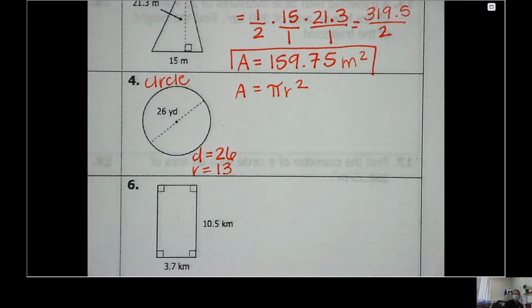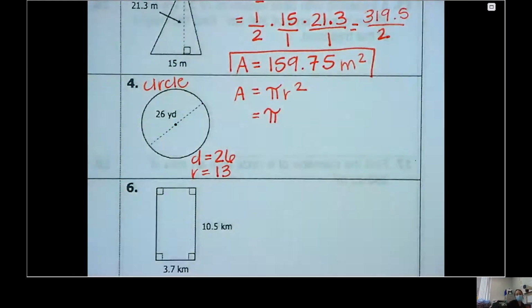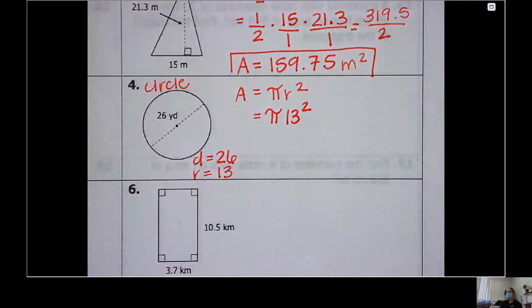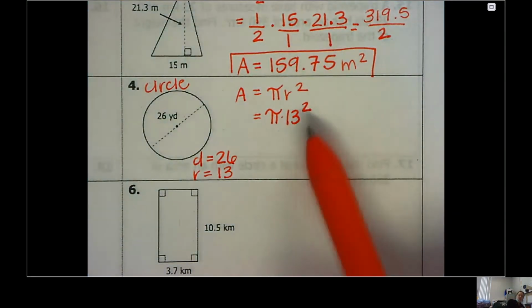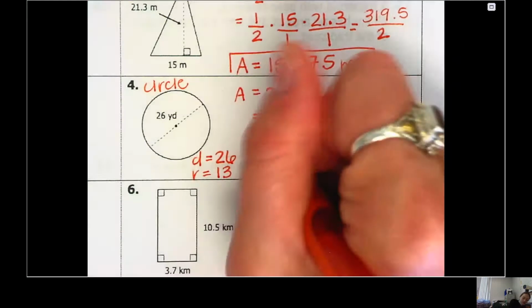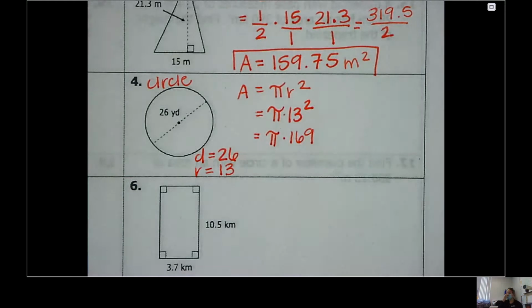So in my calculator, I'm going to plug in pi times radius squared, and my radius is 13. So in my calculator, I'm going to put pi times 13 squared. Now, when you do this, what I suggest is do the squared part first. Get rid of that. So what is 13 squared? 169. So in our calculators, we're going to put pi times 169.